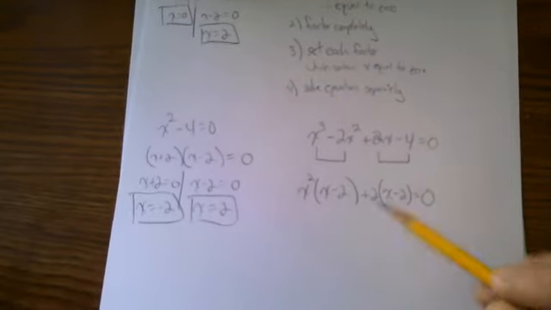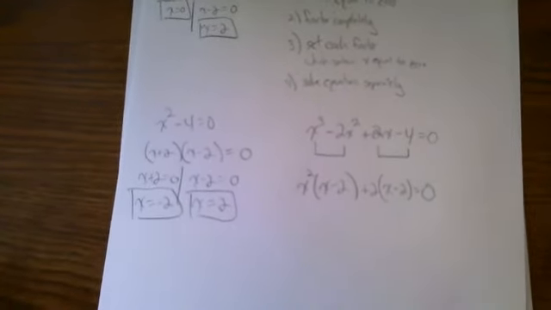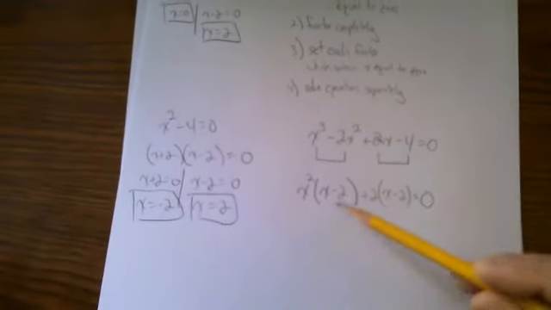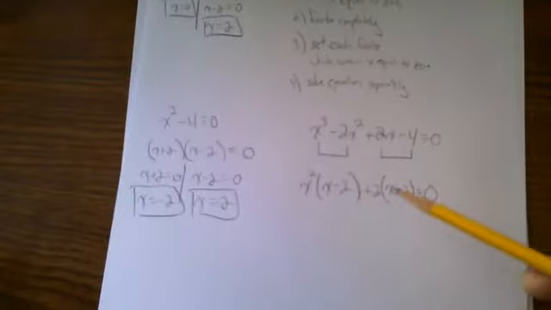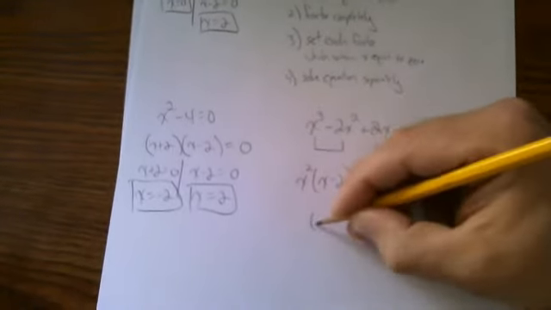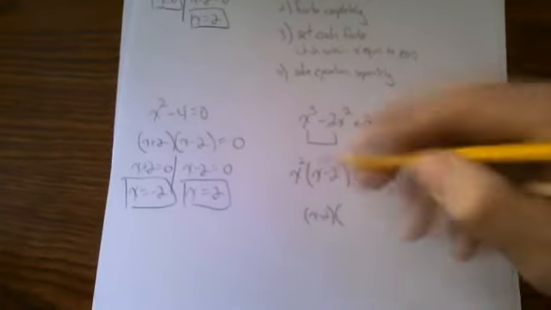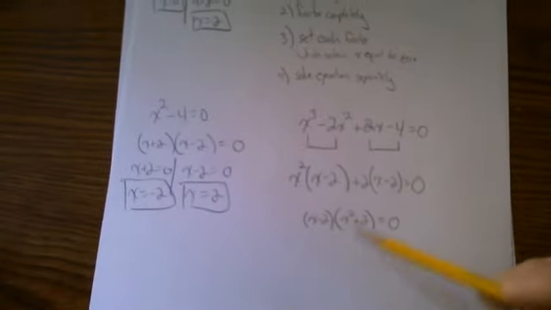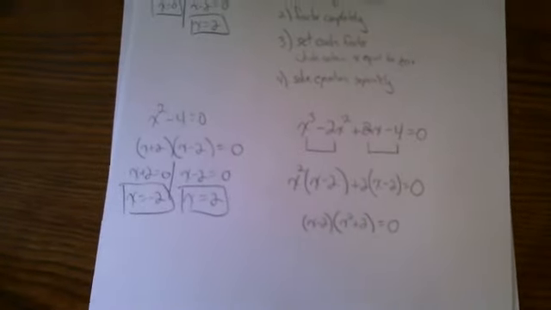If you still continue to write the let statement, that's fine. But that was simply to introduce the common binomial factor. You do not have to say let a equal x minus 2. But if it's easier for you, feel free to do it. You'll never get it wrong that way. So we have a common factor of x minus 2. And we're left with an x squared plus 2 equals 0. So now we have two factors. They're both factored completely.